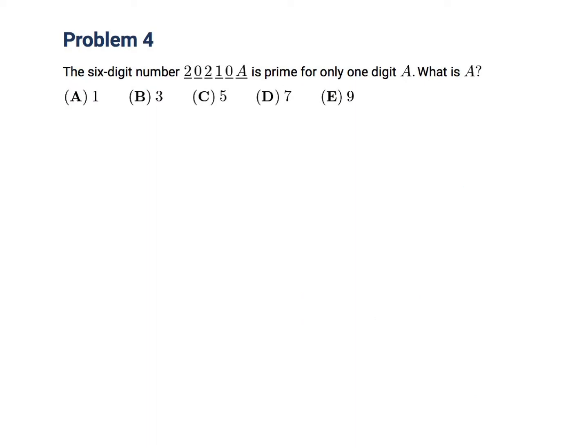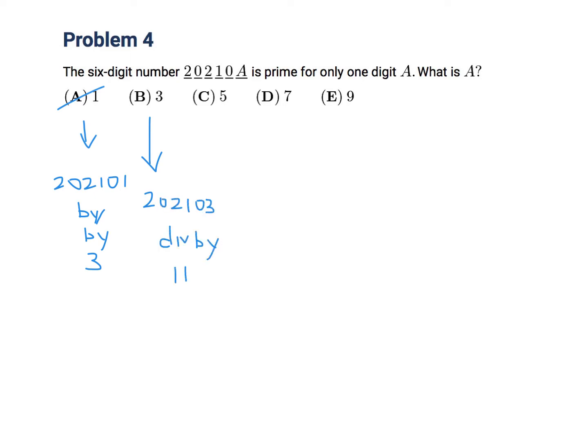Problem number 4. The 6-digit number 20210A is prime for only 1 digit A. What is A? Okay, let's just work with the answer choices here. The first one would make it 202101, and this is divisible by 3. So that can't be prime if you put that one in. If you put 3, it becomes 202103, and this is divisible by 11. So that one's wrong. This one, 202105, that's obviously divisible by 5, so that's not a prime.